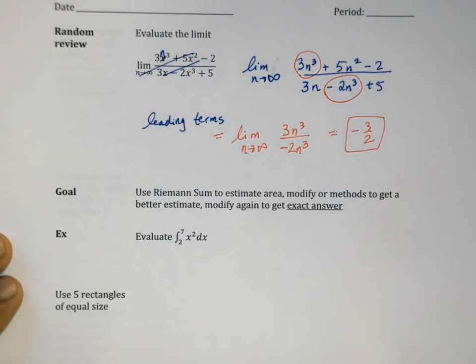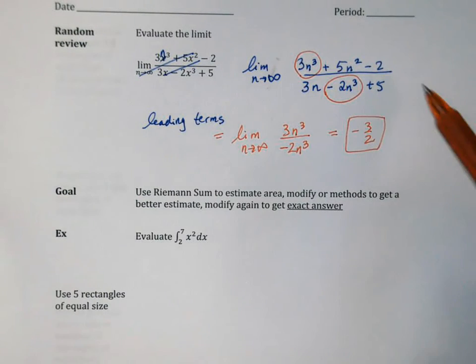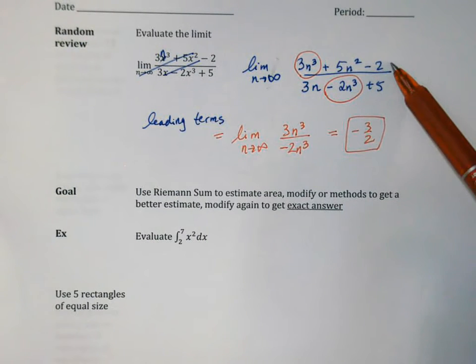Okay, so this is a throwback question to like algebra 2 or something like that. That reminds us of how to take the limit as n approaches infinity of some expression where you have a polynomial divided by another polynomial.